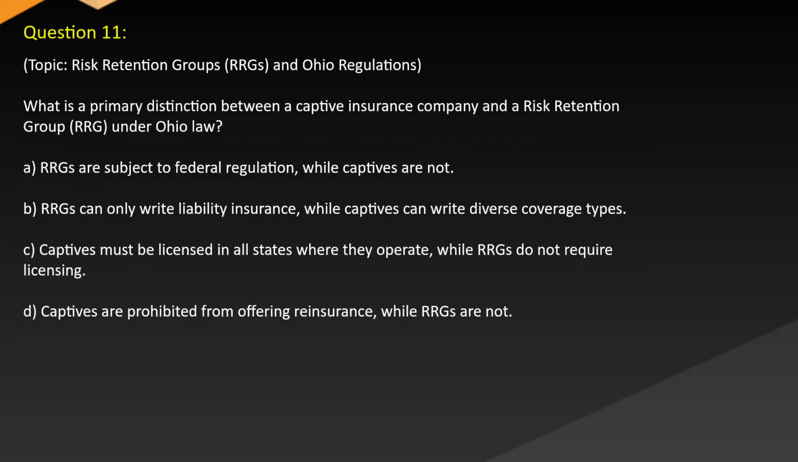Question 11. Topic: Risk retention groups (RRGs) and Ohio regulations. What is a primary distinction between a captive insurance company and a risk retention group (RRG) under Ohio law? A. RRGs are subject to federal regulation, while captives are not. B. RRGs can only write liability insurance, while captives can write diverse coverage types. C. Captives must be licensed in all states where they operate, while RRGs do not require licensing. D. Captives are prohibited from offering reinsurance, while RRGs are not.